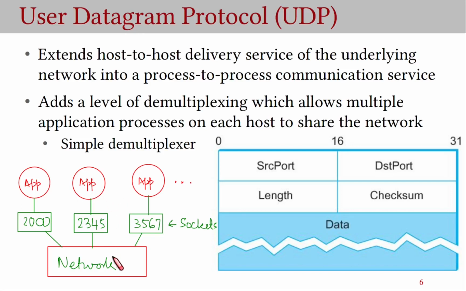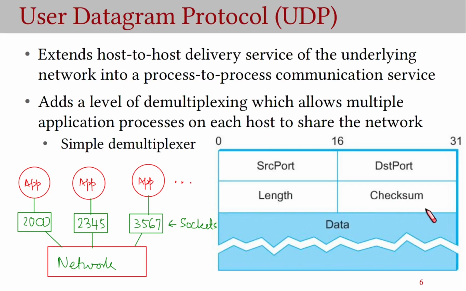Applications attach to the network using sockets. And here is an illustration. So we have these applications. They are attached to the network using sockets. And for identifier, UDP uses what is called a port number. And UDP uses these port numbers both for the source as well as the destination to identify the sending and receiving processes.